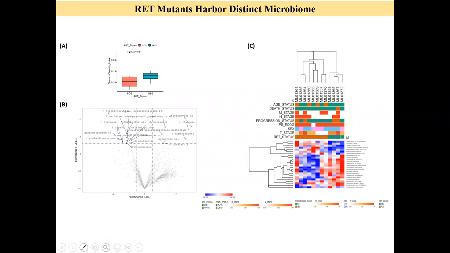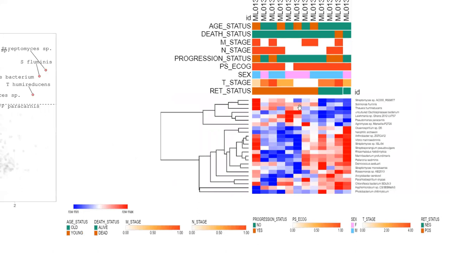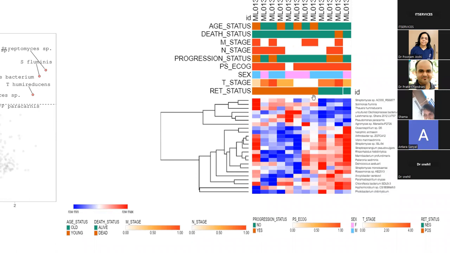So here on this heat map, what I'm showing is the same set of microbes which are highlighted here, which are significantly enriched or depleted. The same set of microbes are shown here, and this is the relative abundance of these microbes. So red indicates high, blue indicates low. Now you get to see that in RET negative, these microbes are very high, and in RET positive, these microbes are depleted in their abundance.